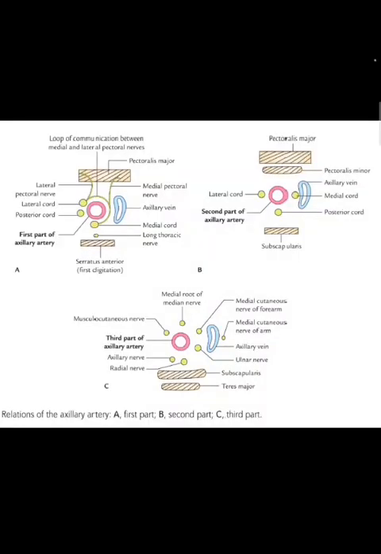Now, we have the relations of the axillary artery. For the first part of the axillary artery, on the anterior side we have pectoralis major and the loop of communication between the medial and lateral pectoral nerve. On the posterior side we have the medial cord, long thoracic nerve, and serratus anterior muscle. On the medial side we have the axillary vein, and on the lateral side we have the lateral and posterior cord of the brachial plexus.